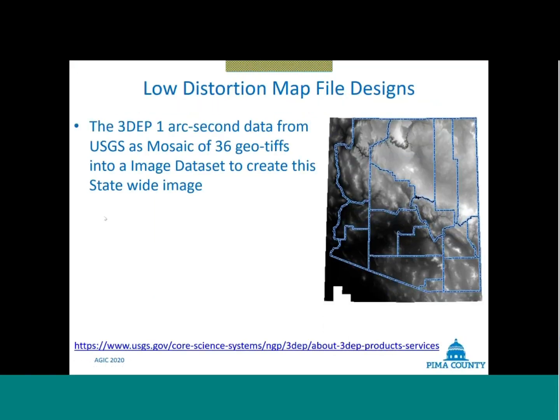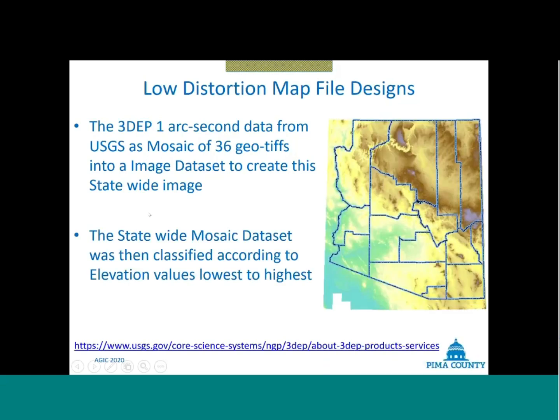I just want to start out by talking about 3D data, which is available through the continuous in the United States. In this example here, I've taken 36 geotests, and I've mosaicked them basically into one single image data set to create the statewide image that you see here. And to give it a little bit more meaning, we're able to take the statewide data set and then classify it according to elevation value, lowest to highest, and provide a color map to it. 3D data is available. I encourage people to go look at it. It's sometimes very helpful, nice image data sets to work with if you like working with imagery.